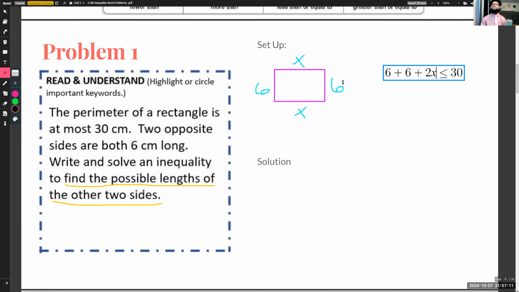And from here, we're going to perform our steps like usual. We're going to combine our like terms because there's a distribution happening. 6 plus 6 is going to give me 12. And I have plus 2x is less than or equal to 30. And now I'm going to move my 12. I'm going to isolate my variable term by subtracting this 12 from both sides. So minus 12 on both sides.